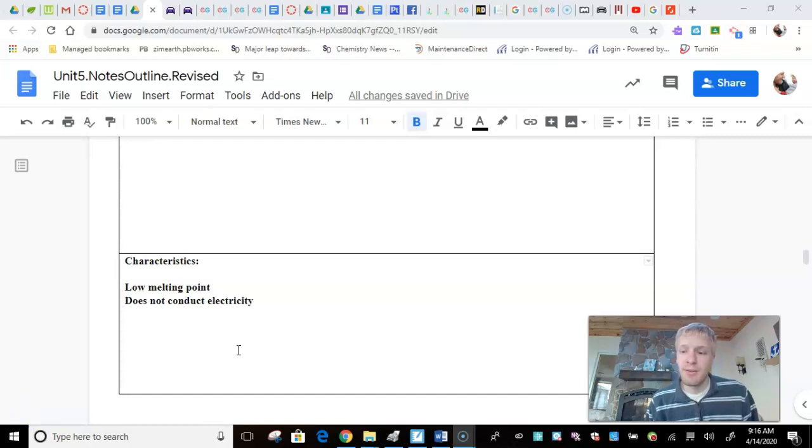Whereas ionic compounds are typically going to be solids, covalents are going to be liquids and gases, at room temperature at least. I mean, they can still be solids if you get them cold enough.